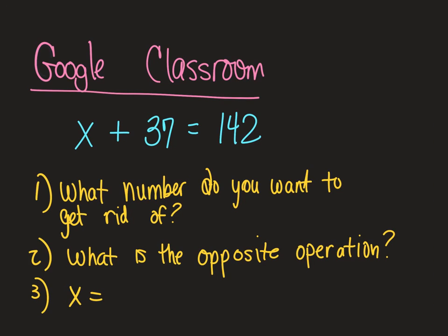Here's your Google Classroom questions. I've given you one equation, and I want you to answer these questions. What number do you want to get rid of? So which of these, in this situation, what do you want to get rid of? Part 2, what is the opposite operation? And part 3, give me a final answer.